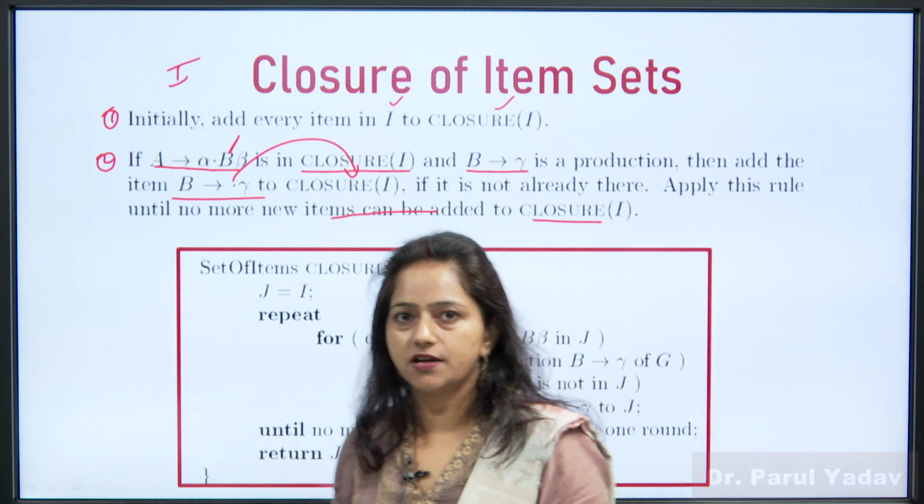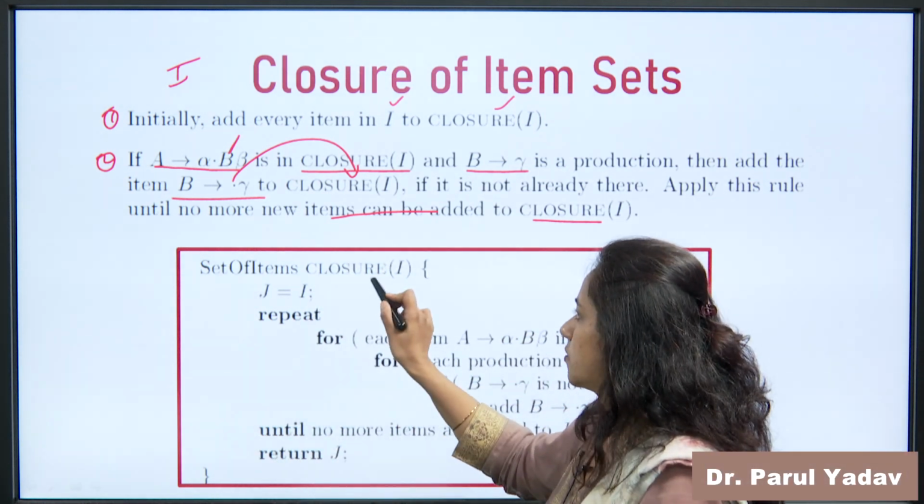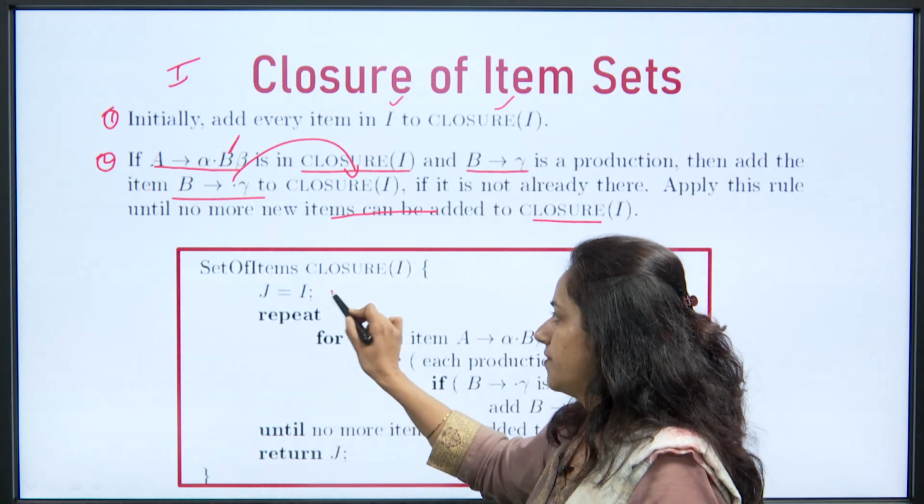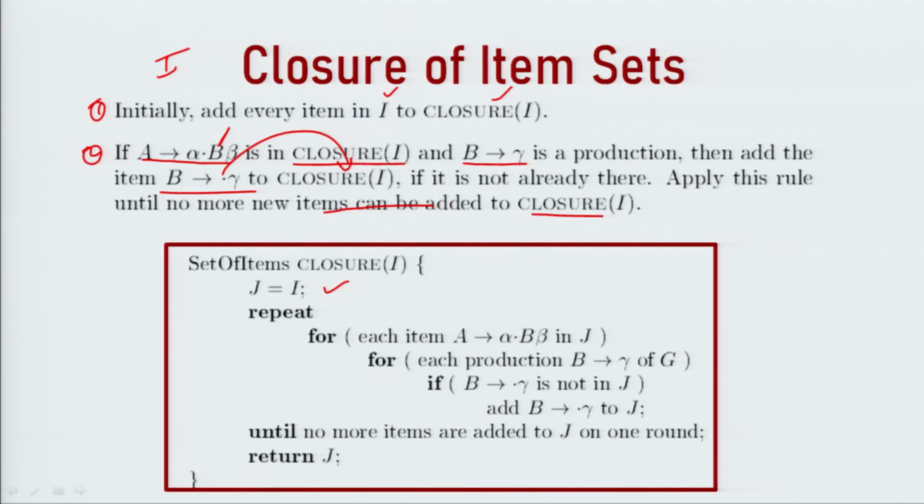Here we have the procedure for this also. For the set of items closure of I, J, first we initialize J with I. Now, we repeat for each item A to alpha dot B beta in J, and for each production B to gamma of G, if B to dot gamma is not in J, then we add B to dot gamma into J. We keep doing this until no more items can be added to J. Then finally we return J. So, this is the method of obtaining closure.